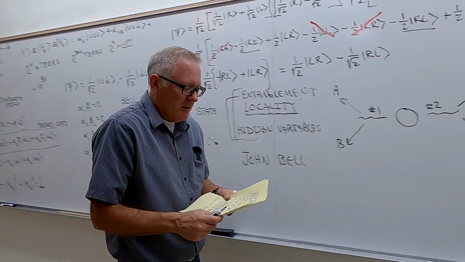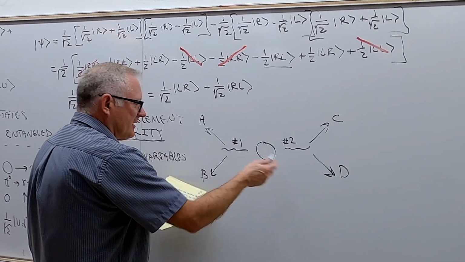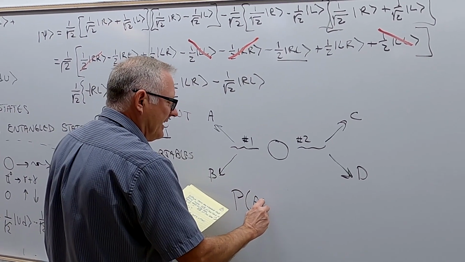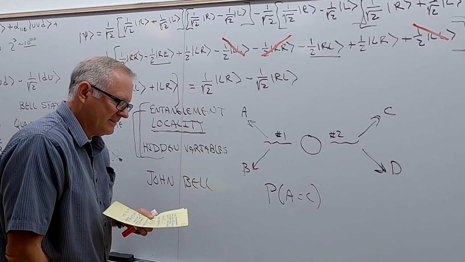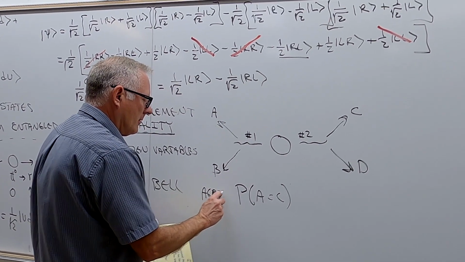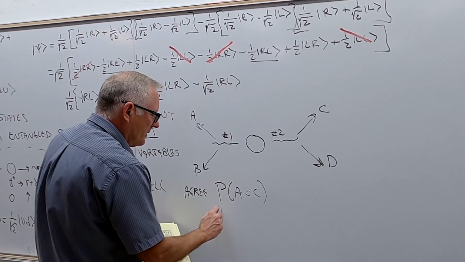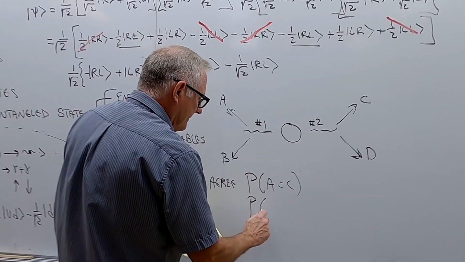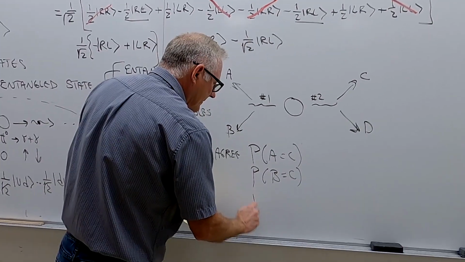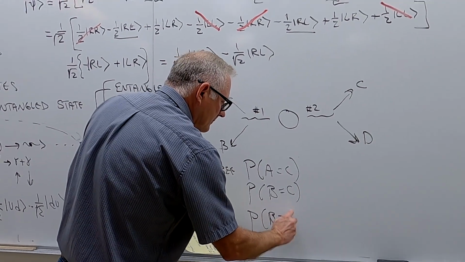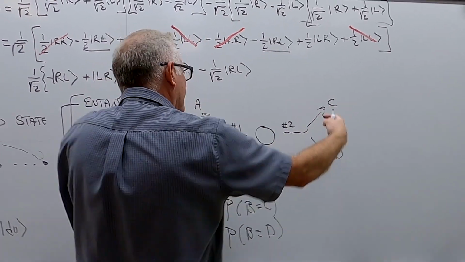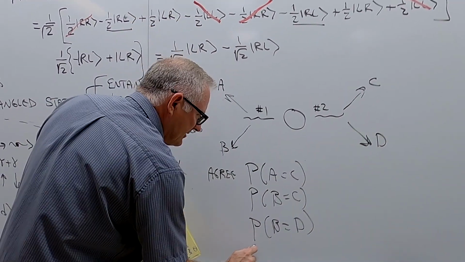Okay, so what does he have to do? He's going to compare A with C. Let's just say you're going to compare the probability that A and C agree. Right here, A and C agree. This is an agreement. And then you could do it for the probability of, say, B and C. And you could do it for the probability of B and D. They agree. So you're going to have to set up one experiment, look at A and D, A and C, B and C, B and D. And the last one is A and D.